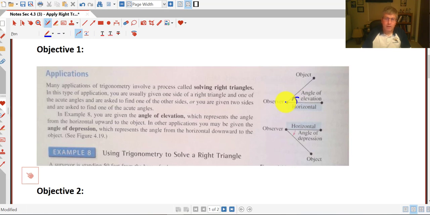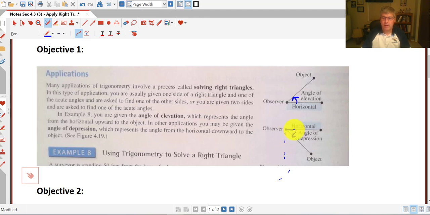So if we're standing on a cliff or we're standing on the ground and we're looking up at some object, our angle of elevation is the angle looking up. Whereas our angle of depression is from our horizon looking down. Be careful. A lot of guys make the mistake of using the angle from looking down at the object to their toes as the angle of depression. That is not the angle of depression.